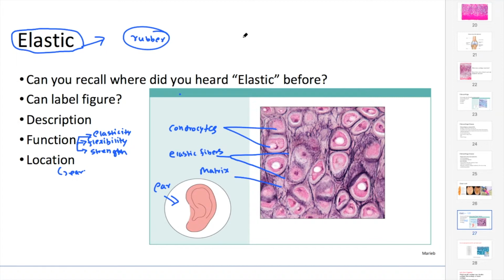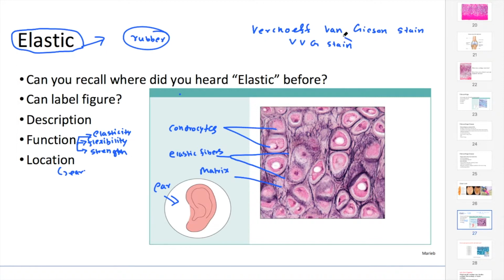I don't expect you to know this, but it's better to know. It's named after the scientist who developed it. He just put his name on it. So it is called Verhoeff Van Gieson stain. In short form, we call this VVG stain. Okay, it is a special type of stain, not only, but mainly used to see these elastic fibers.